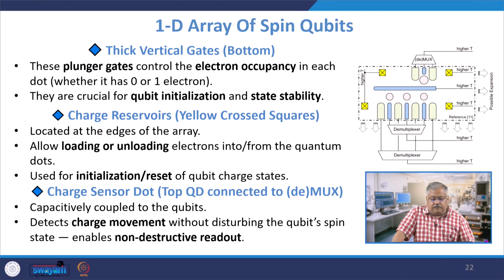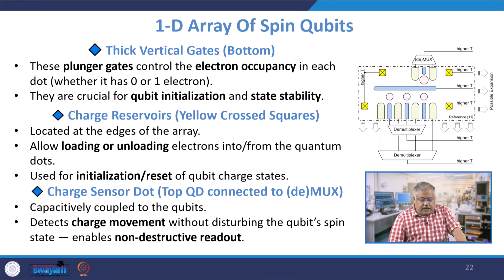The thick vertical gates are referred to as plunger gates, and they control the electron occupancy in each dot. Electron occupancy primarily means the state. You remember we were discussing just now the availability of state 1 and 0. These plunger gates control the electron occupancy, and they are primarily used for qubit initialization and state stability, which means how you initialize your qubit, and you need to maintain the stability. When you want to maintain the stability, you do not want the tunneling to happen, so you raise the potential of the plunger gates and they will have a larger tunneling barrier, and that will ensure a lower probability of tunneling across the network.